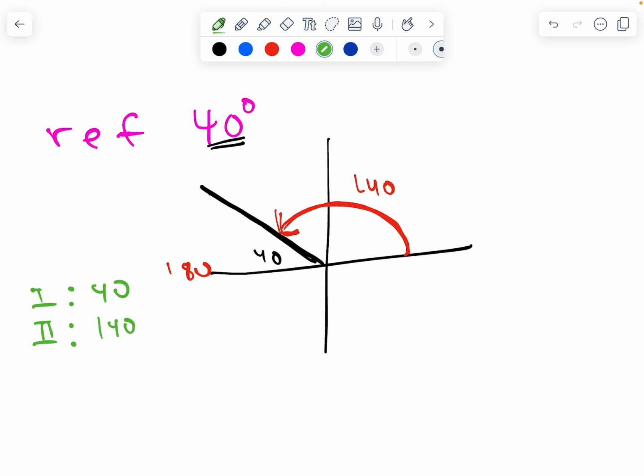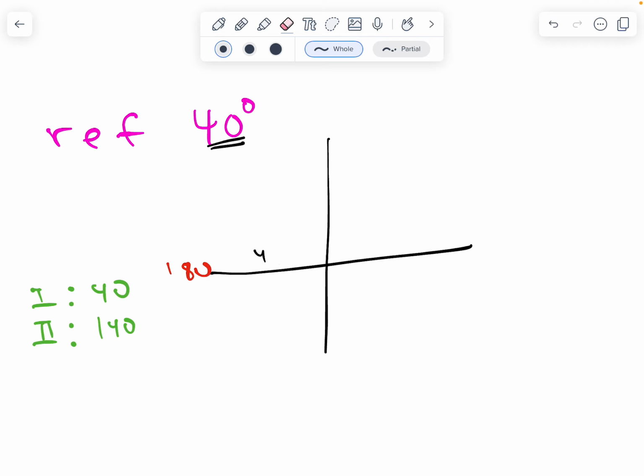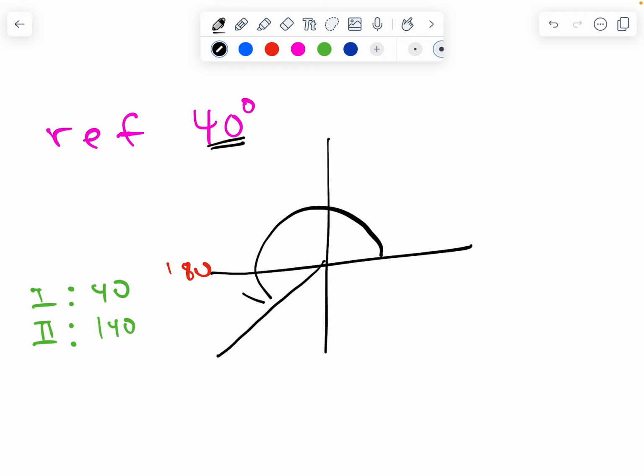What if I redrew this now in quadrant 3? If I draw this in quadrant 3, then an angle that ends in quadrant 3 is going to look like this. So I have that angle right there. So 40 is my reference angle. I'm going to put that 40 right here. And now you notice this is 180 right here, and then there's another 40. So 180 plus 40 is 220.